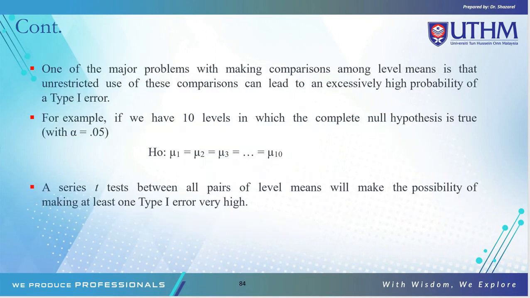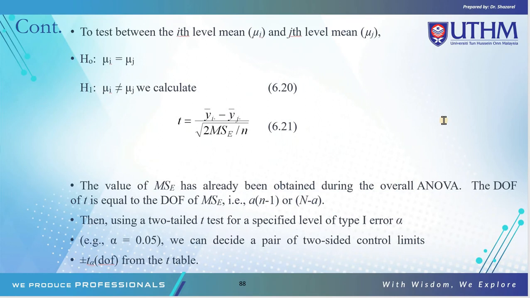Let's go to the example. Before that, let's go through the procedure, the step by step, for the multiple comparison. As usual for hypothesis testing, we need to state the null and the alternative hypothesis. Let's say we want to test mu i and mu j. As usual, the null hypothesis has the equal sign, and the alternative is unequal. The test statistic that we need to compute uses this formula, whereby we take the difference between the level mean of i minus the level mean of j.